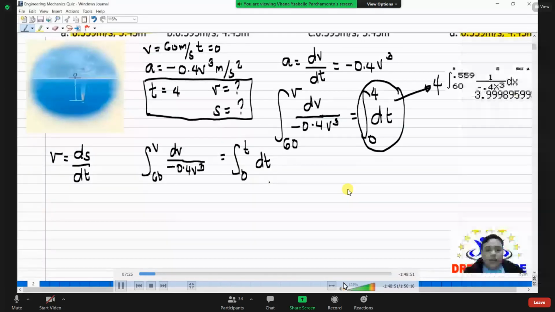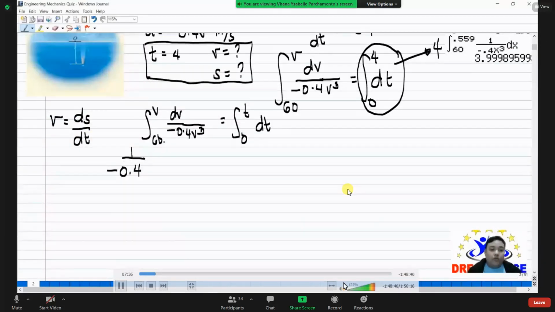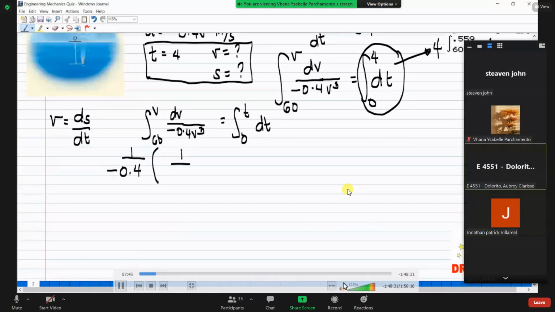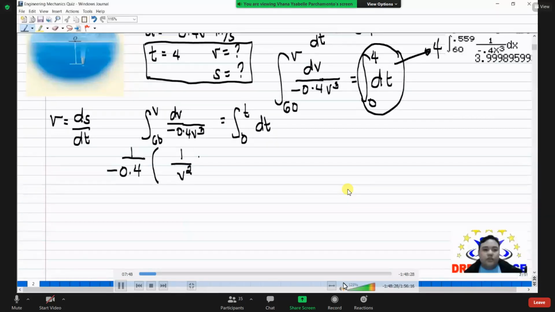So, factor out ko na si negative 0.4, 1 all over negative 0.4. So this will become dv over v cubed. So from your power formula, so that is 1 all over v raised to 2. Since negative yung exponent nasa baba, kailangan mo na po correction factor na 1 all over negative 2. So this is from 60 to v. That is equal to, so integral ng dt or 1 dt is t from 0 to t.